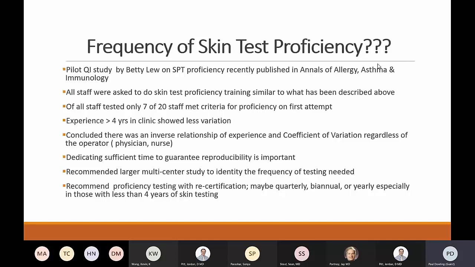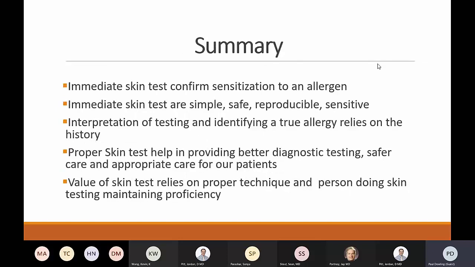In summary, immediate skin tests confirm sensitization to an allergen. They don't prove that someone is truly allergic. Immediate skin tests are simple, safe, reproducible, and sensitive. Interpretation of testing and identifying a true allergen relies on the history. So again, you need to have a good history that correlates with an allergen, an allergic reaction, and a positive test to be called an allergy.